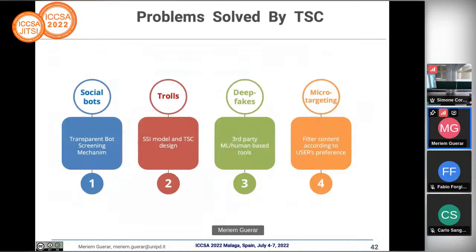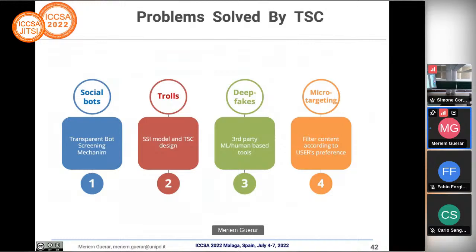Now let's see how TSC deals with the issues presented earlier. TSC addresses the social bot issue by using a transparent bot screening mechanism called invisible captcha, and solves trolls problems thanks to the SSI model and TSC design. Trolls are people who create many accounts to perform malicious activities in social networks. For example, spreading fake news, ruining the reputation of honest users, etc.